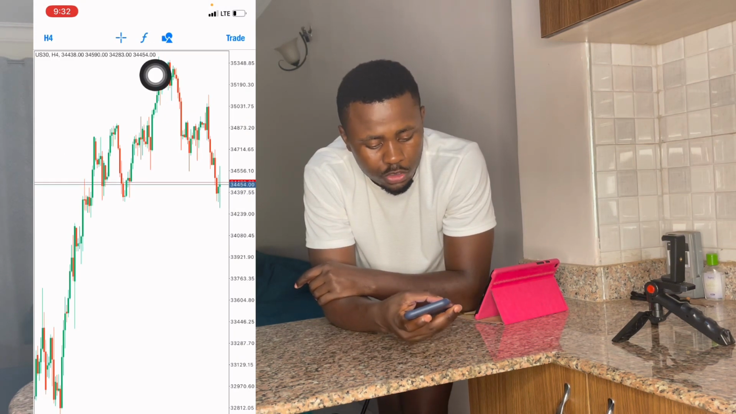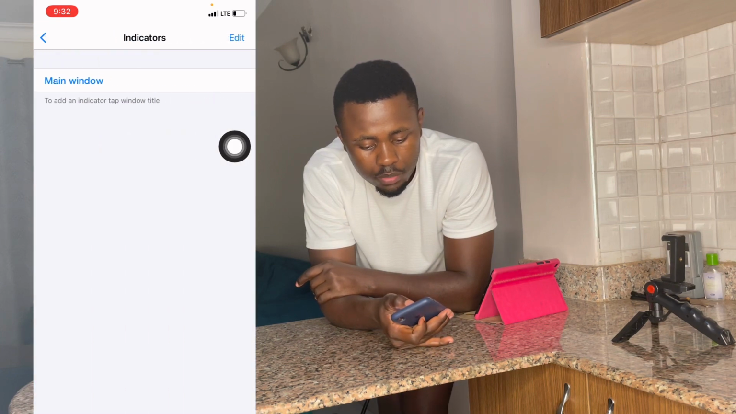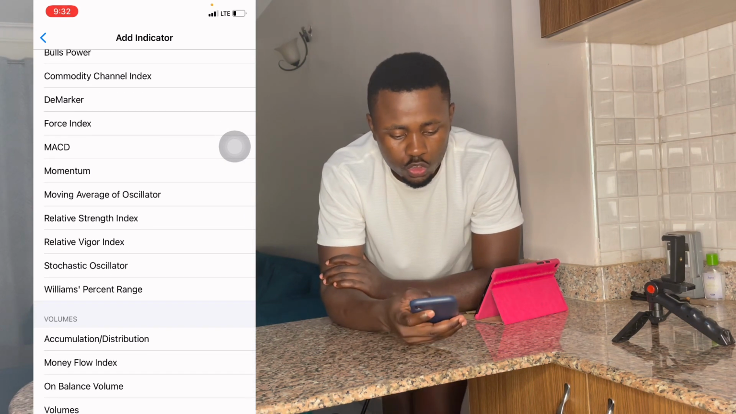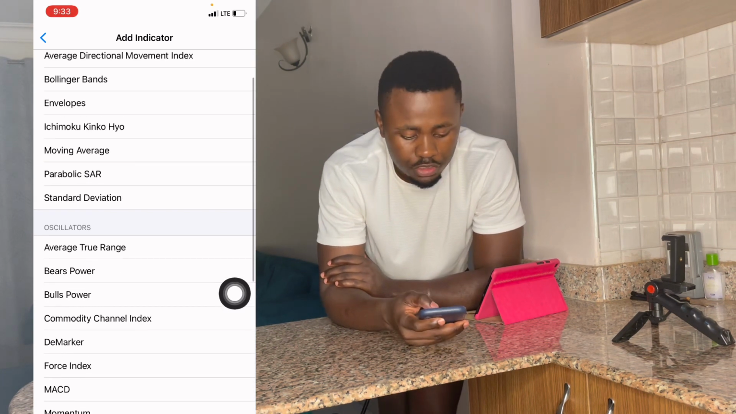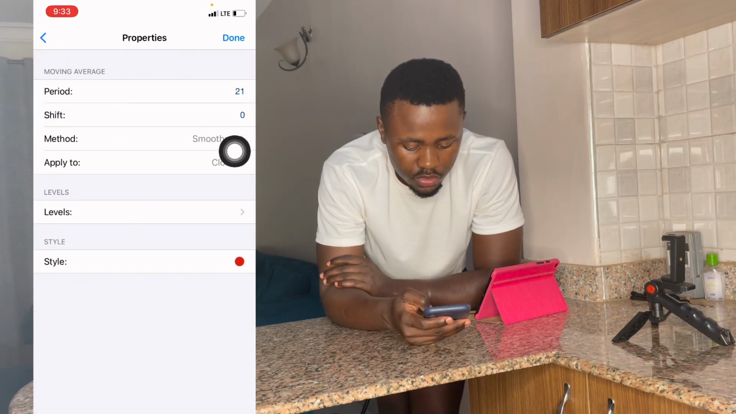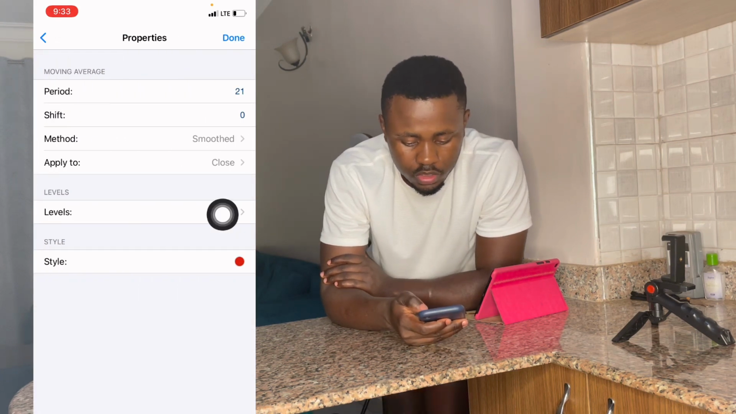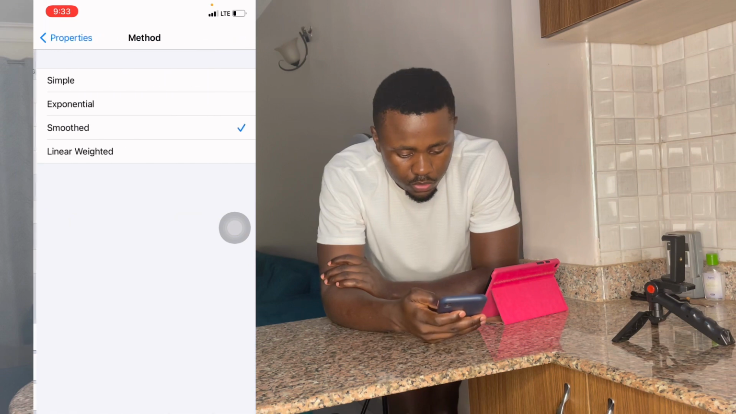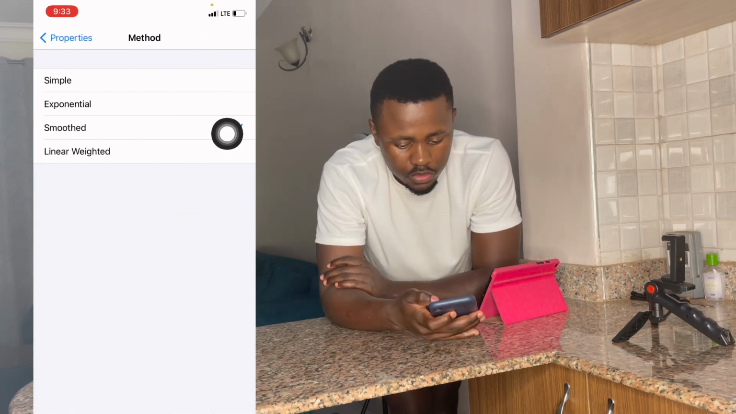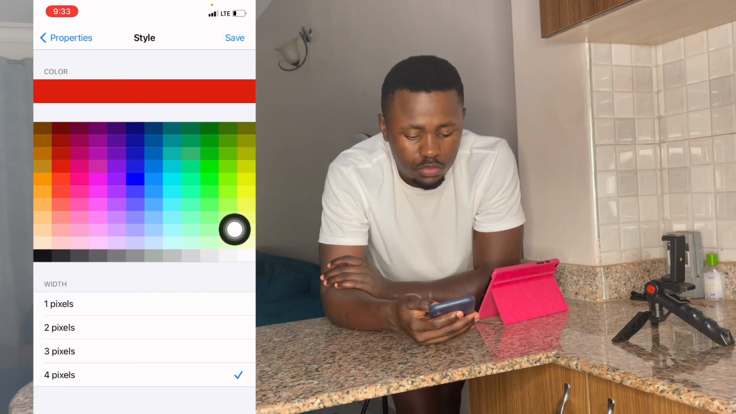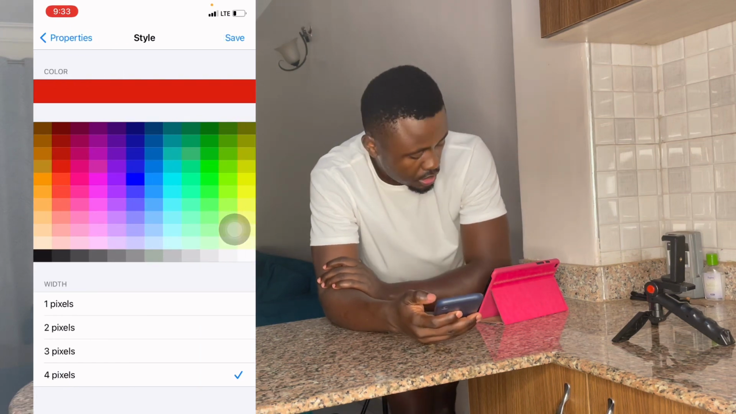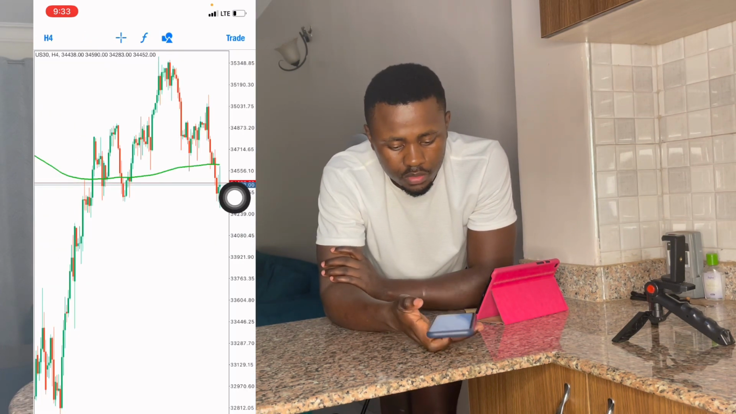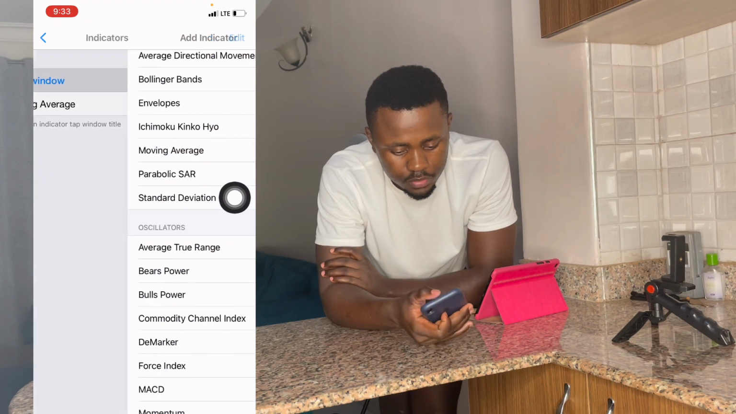So what you want to do first is come here and press this F. When you press this F, you come to the main window. Then you're going to look for the moving average just up here. When you tap this moving average, this is a 21 period, smoothened, as you can see. So I'm going to make this a 200 moving average, and I want it as a smoothened moving average. Then I'm going to choose my color. I'm going to choose green, just like that. Then press okay.